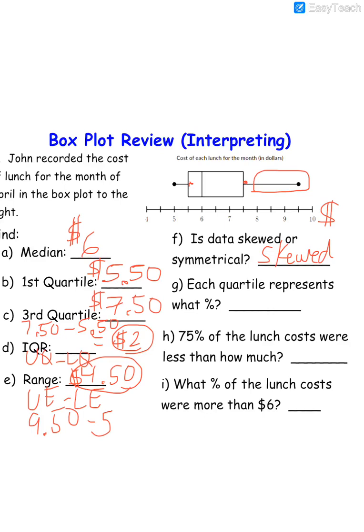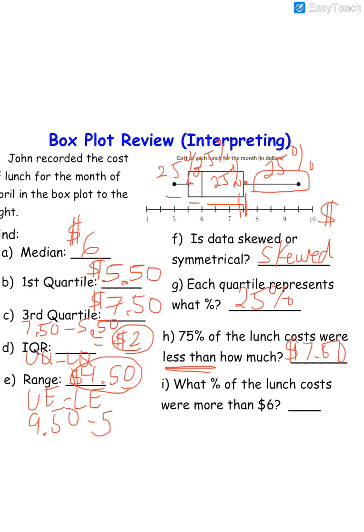Each quartile represents what percent? 25%. In case you forgot that, each of the quartiles is 25%, 25%, 25%, and another 25%. 75% of lunch costs were less than how much? So this is 25, this is another 25, this is 25. This value right here is my 75th percentile. It's at $7.50. That's basically my upper quartile.